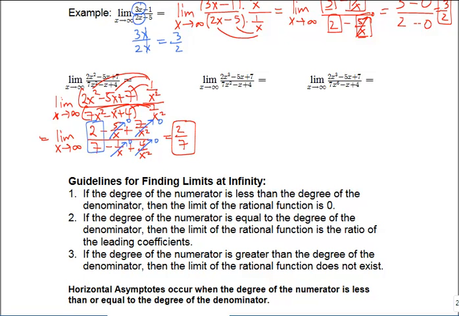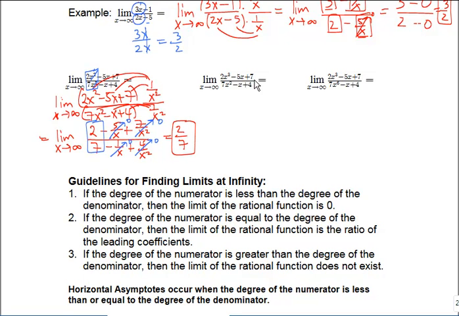Okay? The shortcut would be to notice that what dominates here on top is that 2x squared, and what dominates is that 7x squared on the bottom. The x squareds would cancel, and we're just getting that ratio of those two coefficients for our final limit.